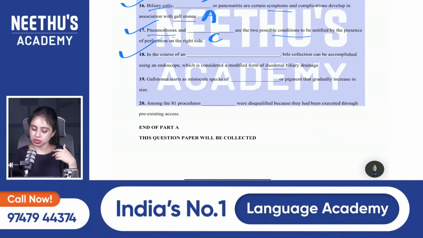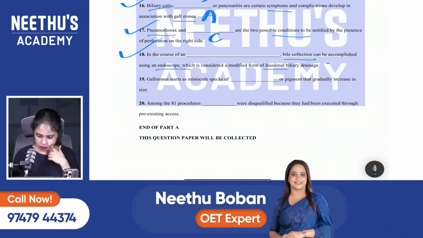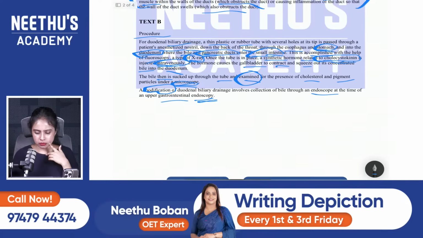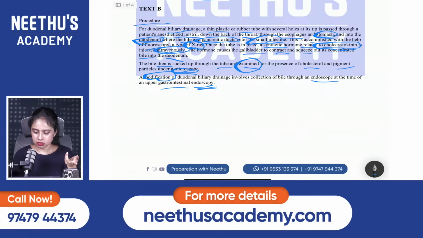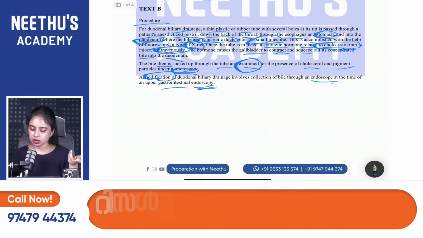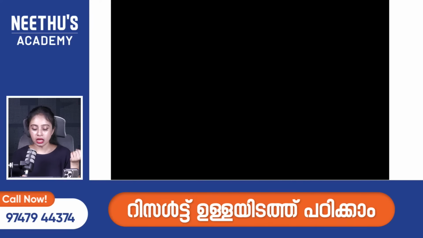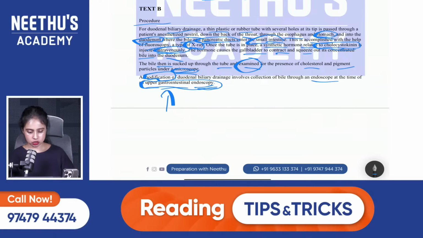18: in the course of an dash, bile collection can be accomplished using an endoscope, which is considered a modified form of duodenal biliary drainage. So bile collection, endoscope. Endoscope is mentioned in the procedures in B, endoscopy, fluoroscopy. The answer is the modification that involves collection of bile through an endoscope at the time of an upper gastrointestinal endoscopy. So the answer is upper gastrointestinal endoscopy.